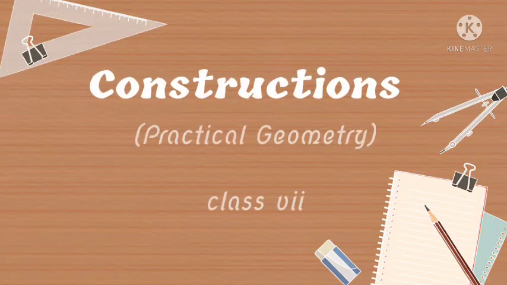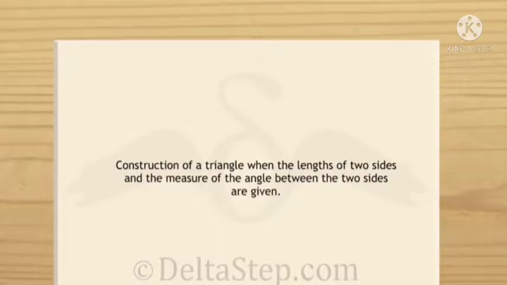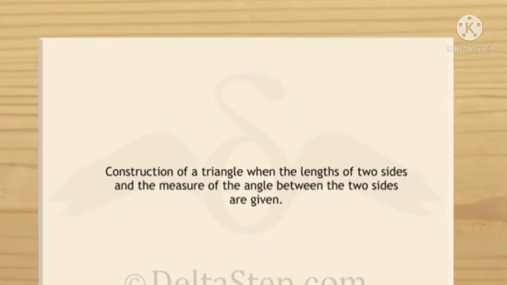Today we are going to start a new construction from the chapter Practical Geometry. Today we are going to learn another construction, which is how to construct a triangle when the lengths of two sides are given to you and the measure of the angle between those two sides is also given to you. So it is basically when two sides and the angle between them are given, we are going to construct that triangle.